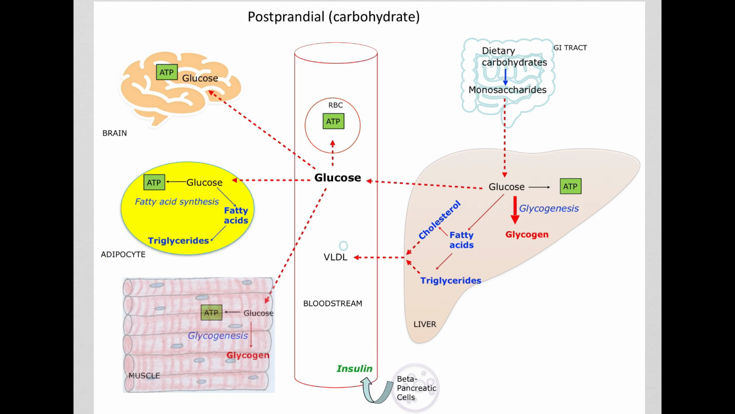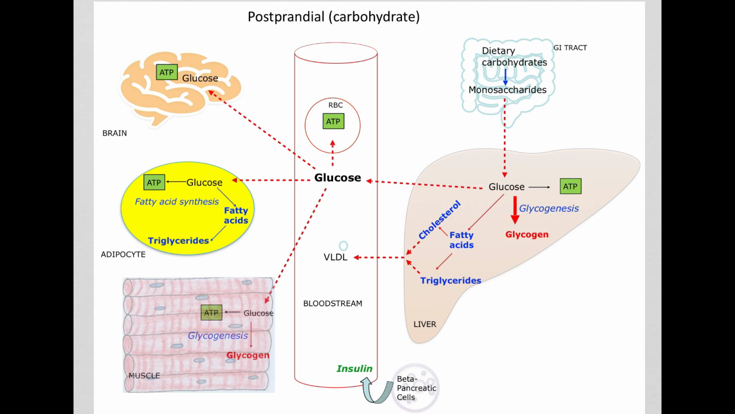So although glycogen is found in most cells, most of your glycogen in your body is found in the liver as well as the muscles. So this synthesis of glycogen from glucose, what we call glycogenesis, will be predominant in the liver as well as the muscles.